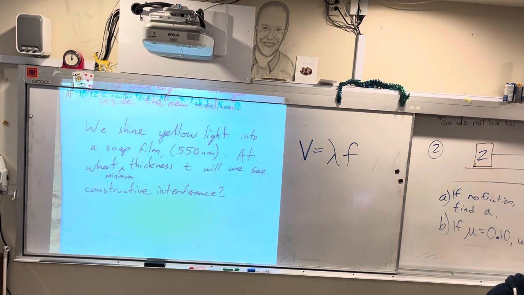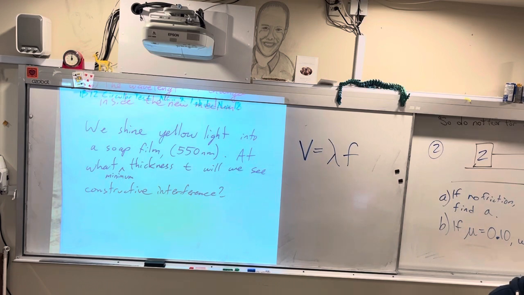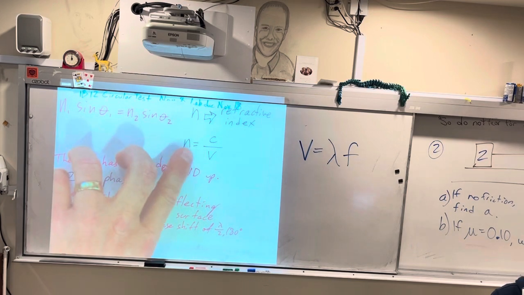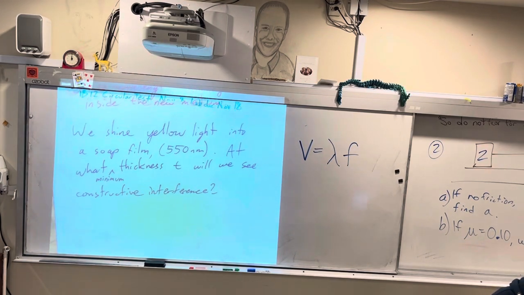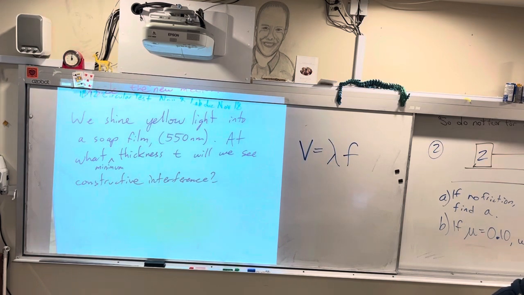Is that a frequency or lambda? Frequency is something you have to figure out. How do we calculate velocity though? You don't really need to calculate the velocity, you can cancel it out. 550 nanometers is the wavelength of the yellow light. Yeah, we'll say that.